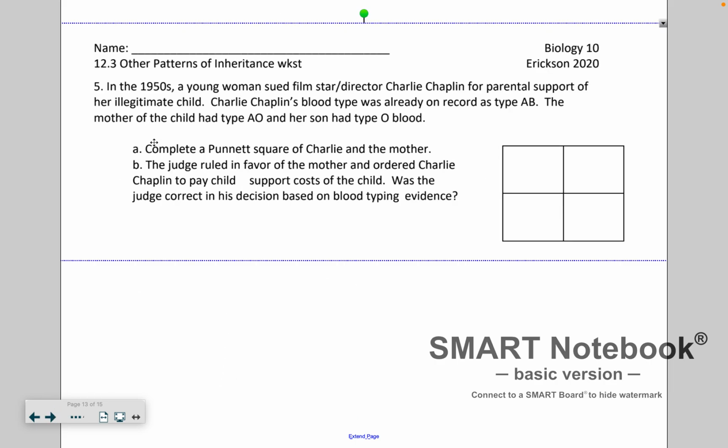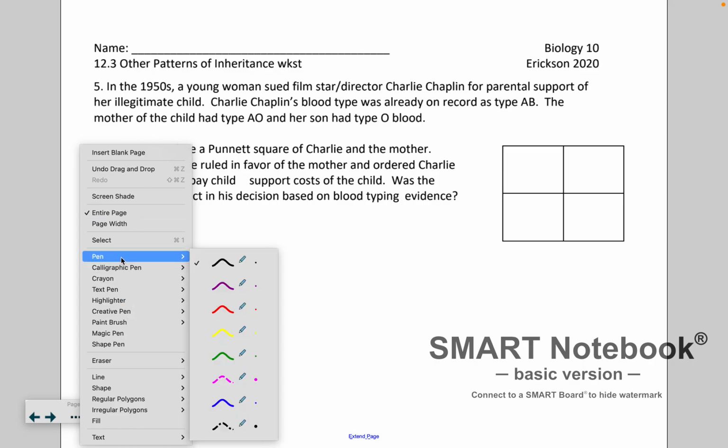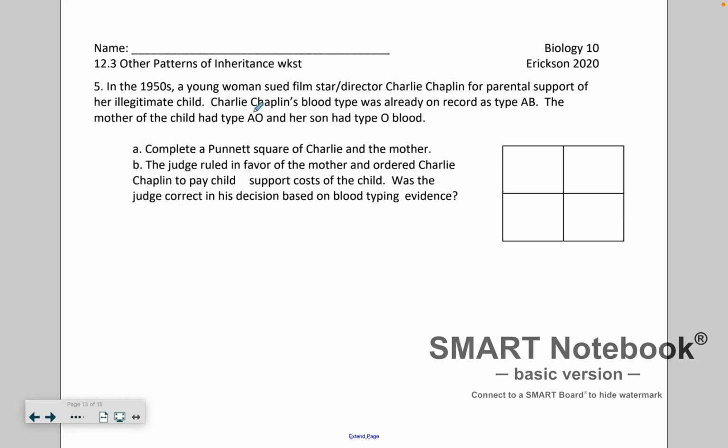All right, moving on. In the 1950s, a young woman sued film star director Charlie Chaplin for parental support for her illegitimate child. Charlie Chaplin's blood type was taken on record as type AB. The mother of the child had type AO, and her son had type O. So let's make a Punnett square between Charlie Chaplin and the mother. Here's Charlie, AB. Here's the mother, AO.